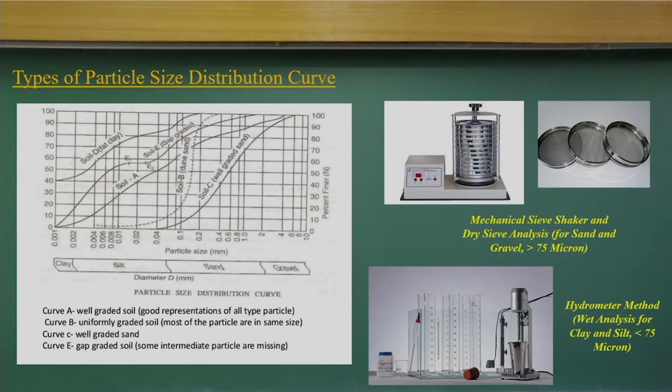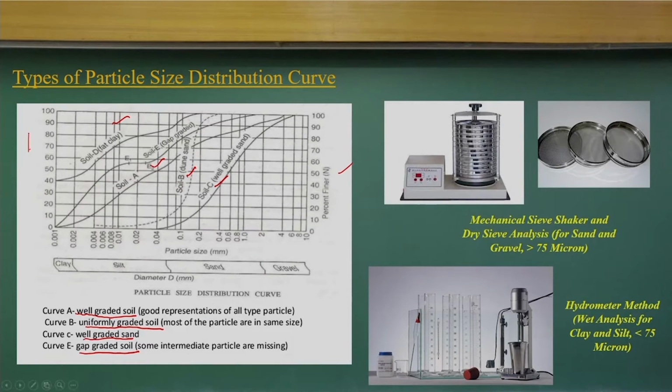Now, based on the particle size distribution curve, we define the type of the soils: well graded soil, uniformly graded soil, well graded sand, and gap graded soils all have different soil characteristics. If you look at the A, B, C, D curves, they show particle size and percentage of finers. So you can see these S curves for different types of soils, and based on that we define the type of the soils.